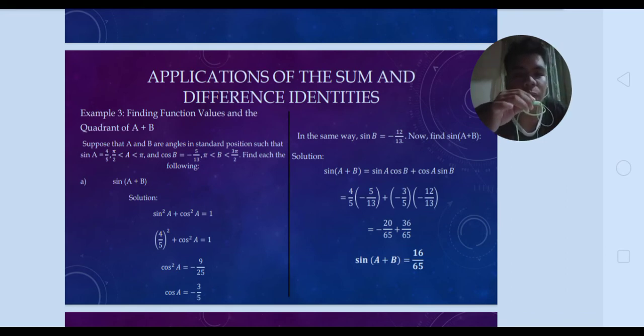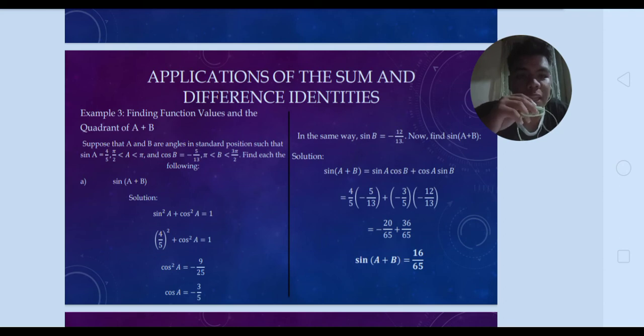First to find is sine A plus B. Sine A plus B involves sine A, cos A, sine B, and cos B. We are given the values of sine A and cos B. We must find the values of cos A and sine B. Sine A plus B. Solution.